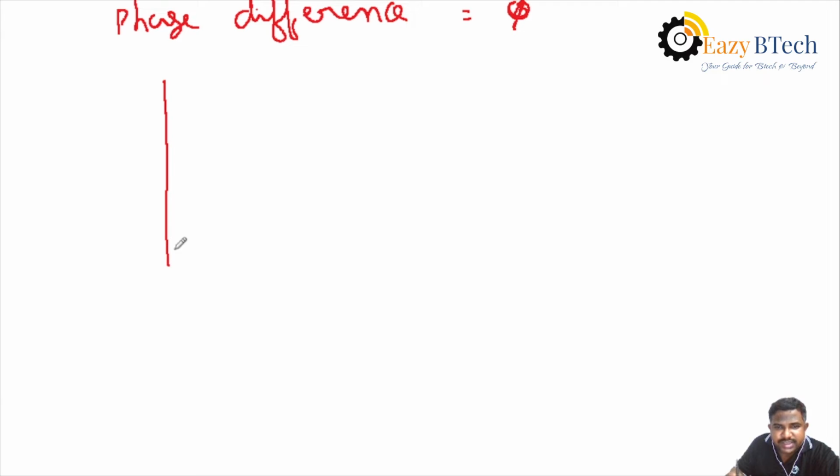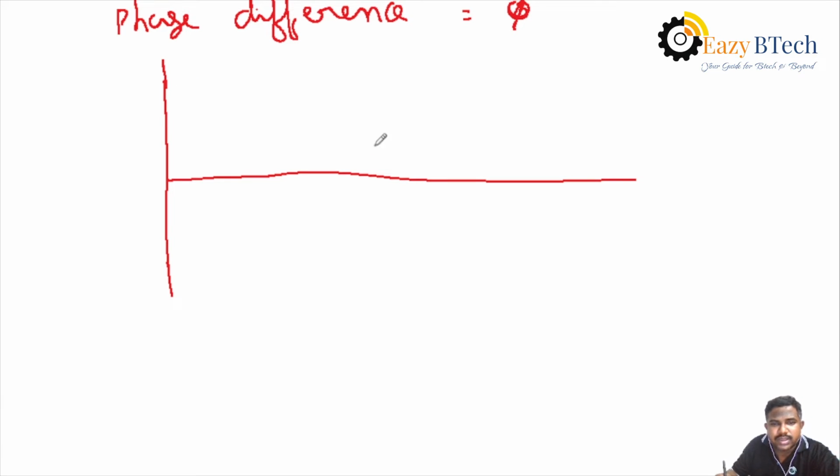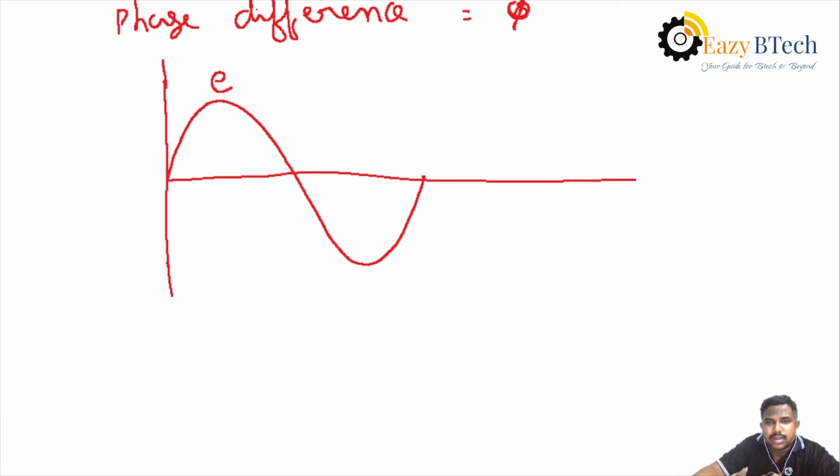By taking reference of the above equations, you can draw both equations on a single reference axis. Here the voltage equation is E equal to Em sin omega t, the phase angle is 0. Similarly, what is the current equation? The current has phase angle phi. That means the current waveform will be starting before the origin.